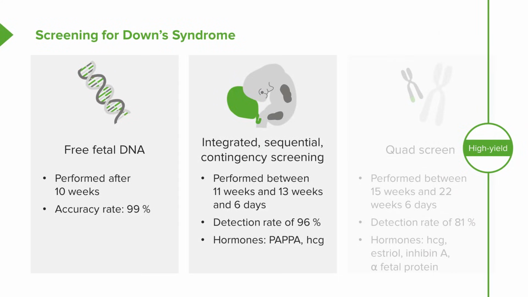So the next option for screening is the integrated, sequential, or contingency screening. These are all grouped the same way, but they're performed just a little bit differently, and it can be confusing. So let's go over that. This test is performed between 11 weeks and 13 weeks and 6 days, and has a detection rate of 96%. The test involves performing a nuchal translucency, an ultrasound that measures the skin fold behind the baby's neck. That is done along with blood work, PAPP-A and beta-hCG.